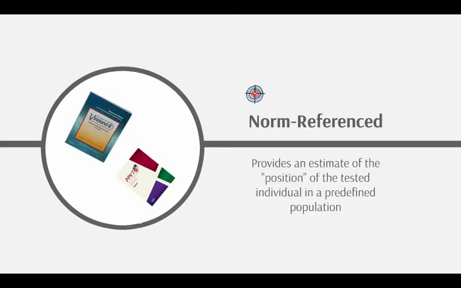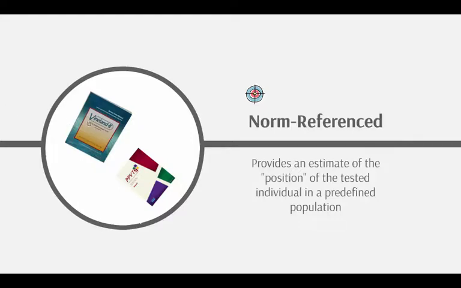Another type of assessment is what's referred to as norm referenced, and this provides an estimate of the position of the person tested in a predefined population. So how does this individual compare to other individuals who are the same age? So if I'm working with a 6-year-old and I evaluate that 6-year-old child, how does that individual compare to other 6-year-olds, perhaps typically developing 6-year-old children? And I'll get a good indication of where my individual is from a comparison standpoint.